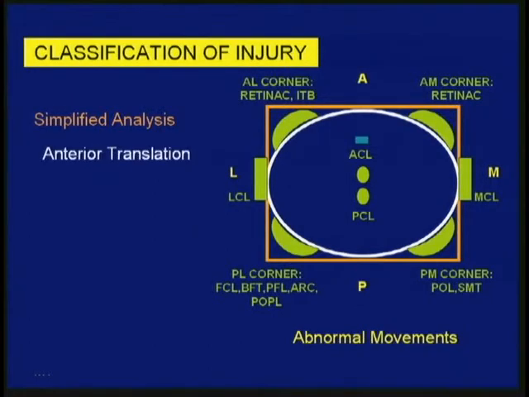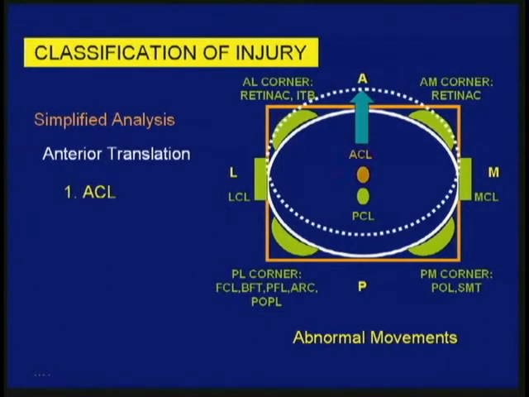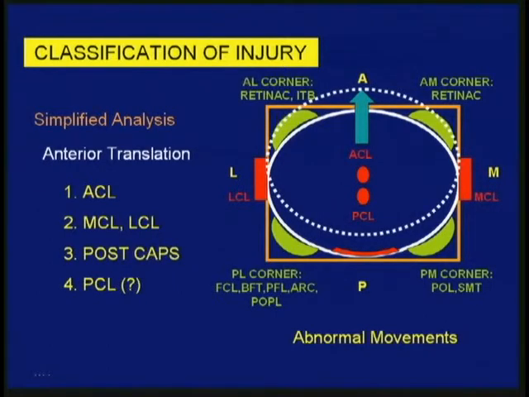When you have anterior translational injury of the tibia, and you can see it's moving forward, the white circle has shifted now anteriorly, there are four stages of injury. The first injury is to the primary restraint, which is the ACL. Then the medial and lateral supporting structures may be injured. The third stage is tensile injury to the posterior capsule, and the fourth stage is possible injury to the posterior cruciate ligament. So at least in theory, those are the four stages of an anterior translational injury.